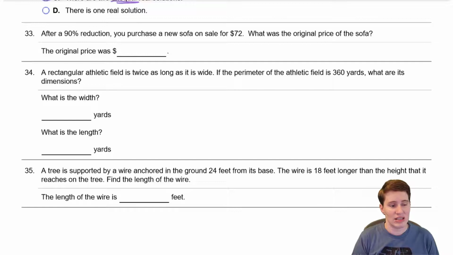So, after a 90% reduction, you purchase a new sofa on sale for $72. Who sells a sofa for $72? That's not even an IKEA sofa.